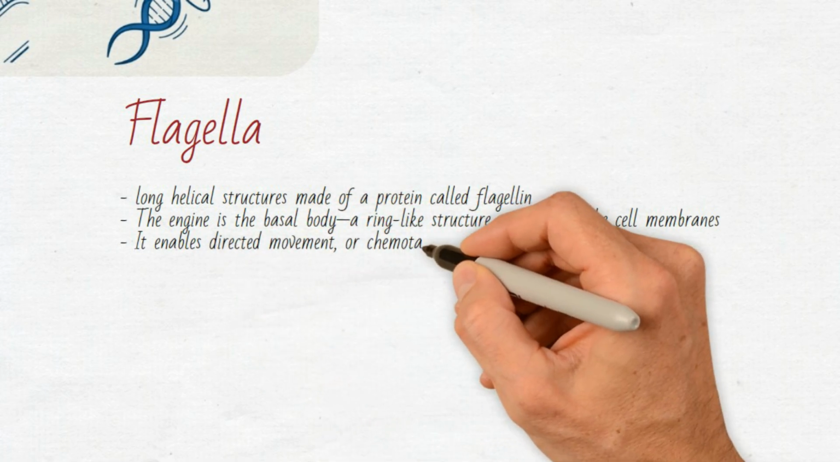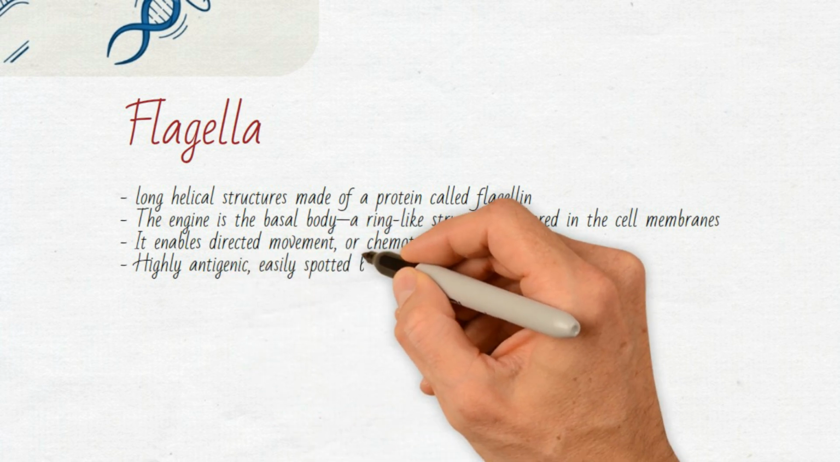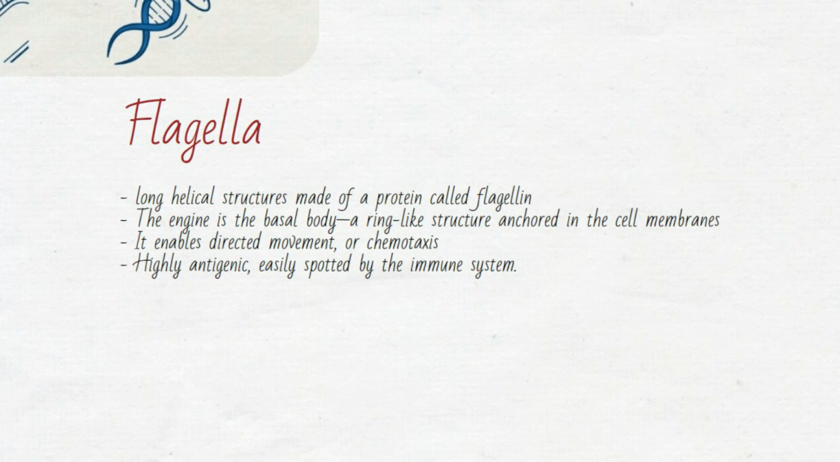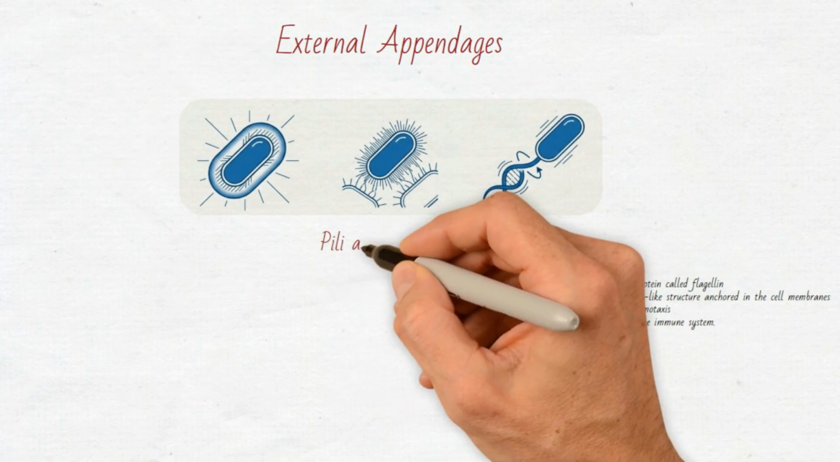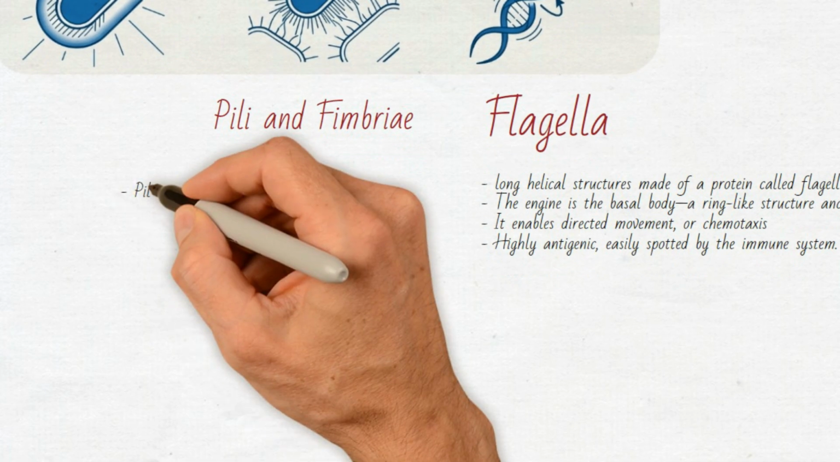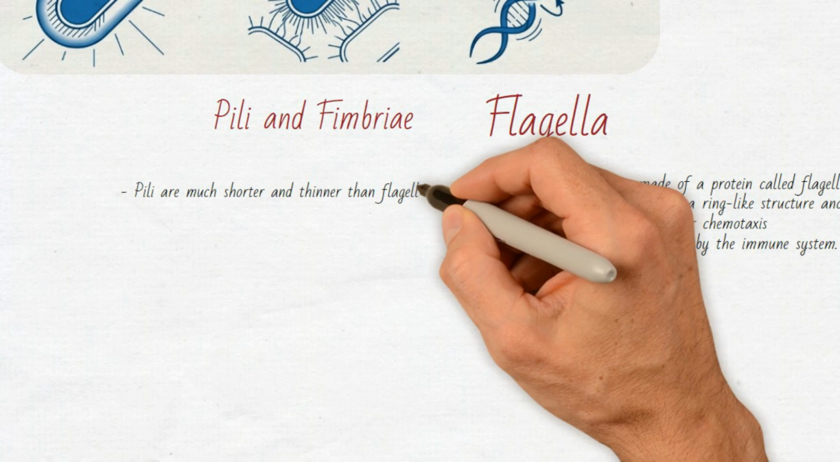What does it let them do? It enables directed movement, or chemotaxis. Lets them swim toward good things like nutrients and away from bad things. And of course, because they're so large and prominent, they are highly antigenic, easily spotted by the immune system. Then we have the smaller appendages, the pili, sometimes called fimbriae. Pili are much shorter and thinner than flagella, and their main job is adherence. They're not for moving, they're for sticking.